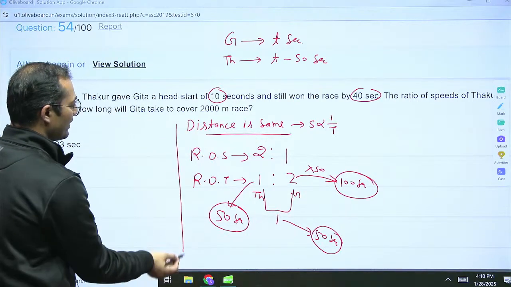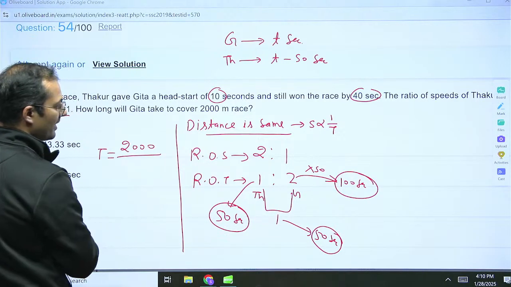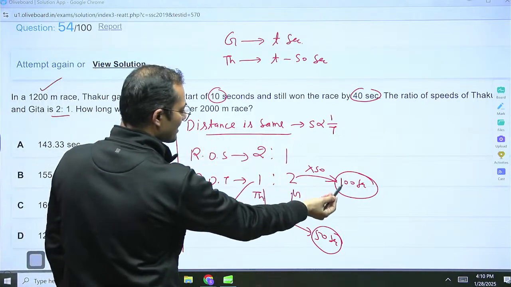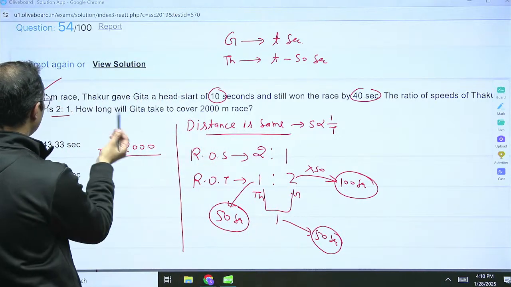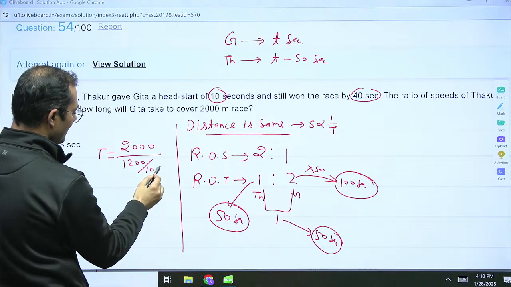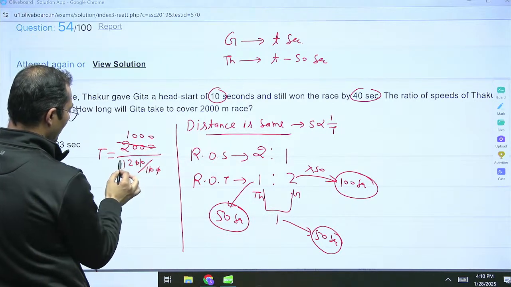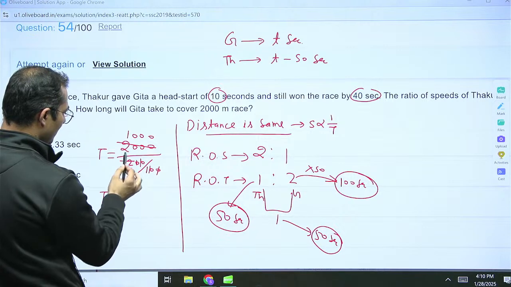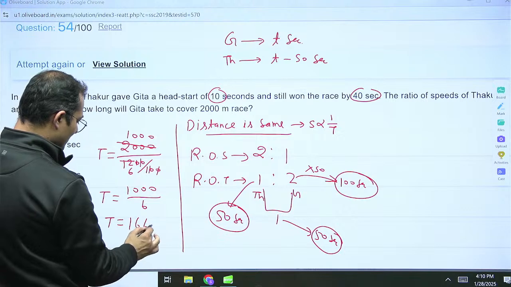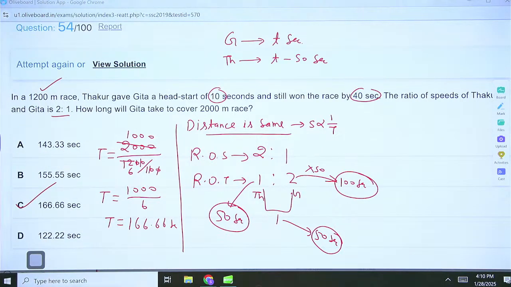How long will Geeta take to cover the 200-meter race? Time is distance divided by speed. Speed is distance divided by time, and 1200 meters is covered in 100 seconds by Geeta, so 1200 divided by 100. Zeros get cancelled. By 2 it is 1000 and by 2 it is 6. So time is equal to 1000 divided by 6, which is 166.66 seconds. So C part is the right answer.